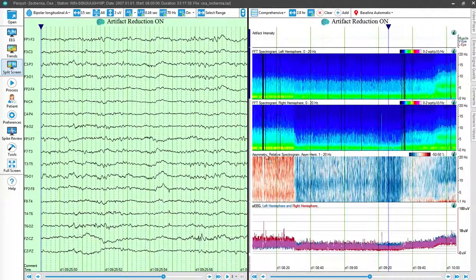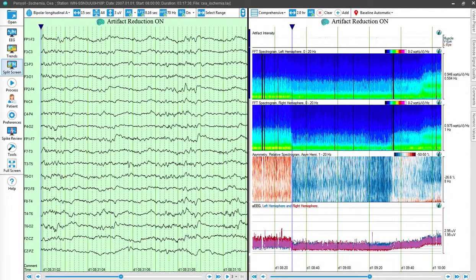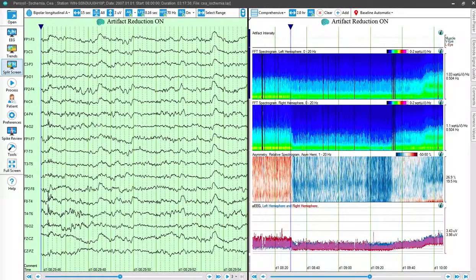FFT spectrogram, asymmetry spectrogram, AEG, there's other trends as well. We'll just focus on these as far as looking at frequencies in this particular view. These values can be viewed by right-clicking on the scale legends on the far right and choosing show values. Then wherever I click, I'm going to get the numeric output from that. Now, in the case of an AEG trend, we've got the amplitude on the left and the amplitude on the right. So as we click along here, we can see that the amplitude is falling between here and here.